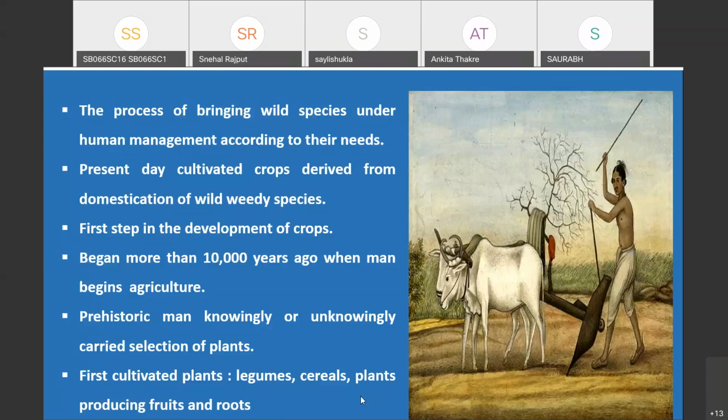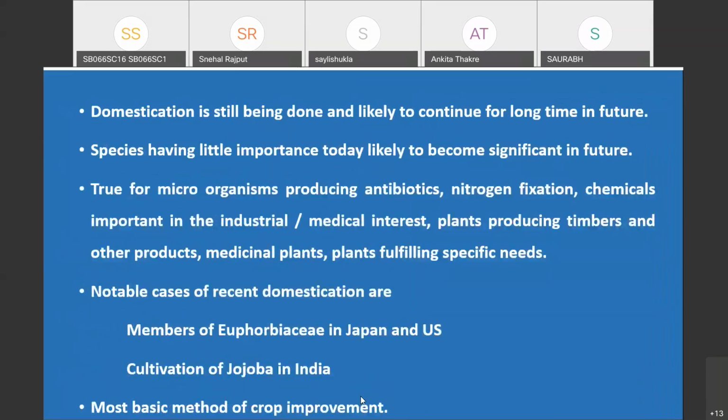Okay, then the next one. Okay, plant producing the roots. Then the domestication. One minute, please.